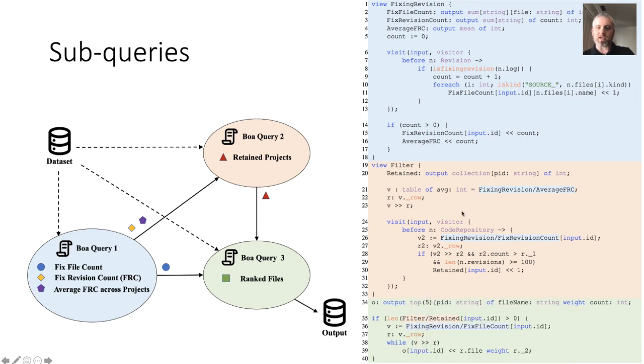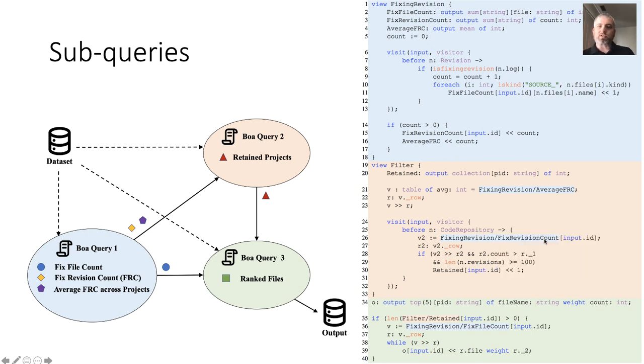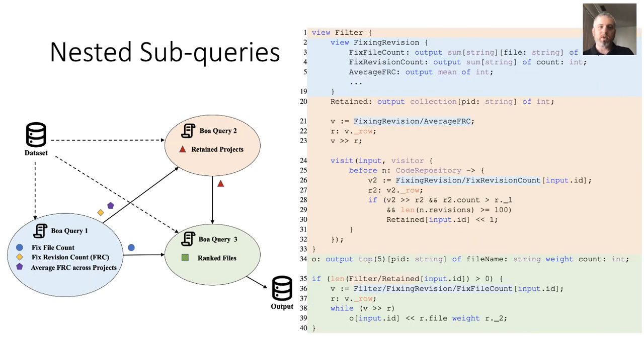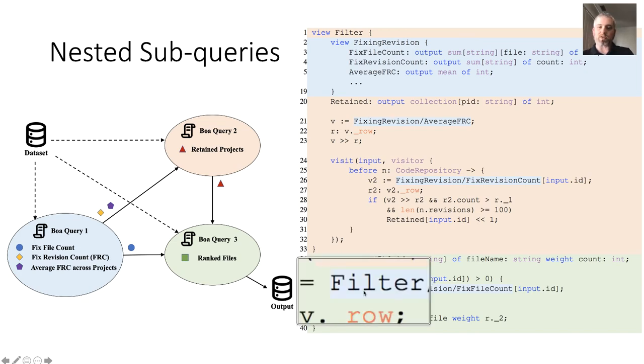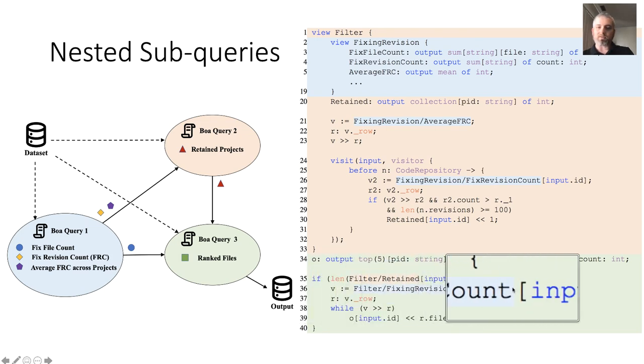Now if you notice, the second subview actually does make use of the first one as well. So it references the fixing revision average FRC and the fixing revision fixed revision count. So what this does is it allows people to structure their queries and modularize them in any way that makes sense. You can also nest the queries. So we can take that exact same example as before, but this time take the view fixing revision, and we can nest it inside of the filter view. This won't actually change our output, it just changes the way we reference things. So now at the main portion in green, we're going to say we want the filter view, the fixing revision subview, and then the fixed file count output variable.